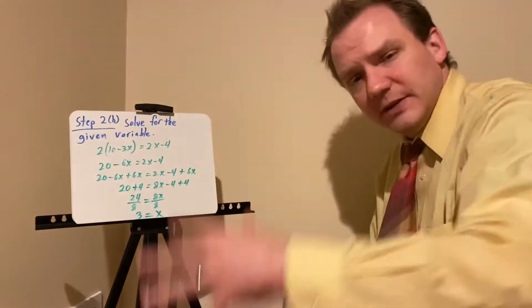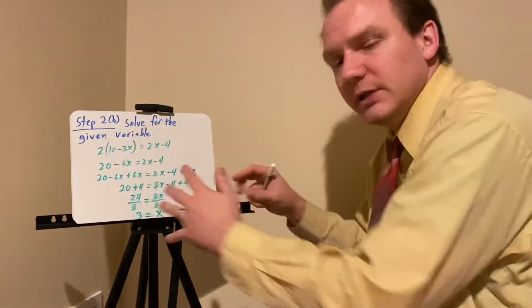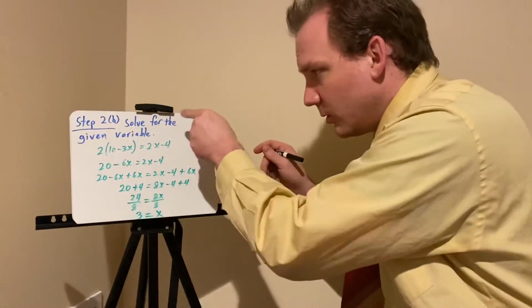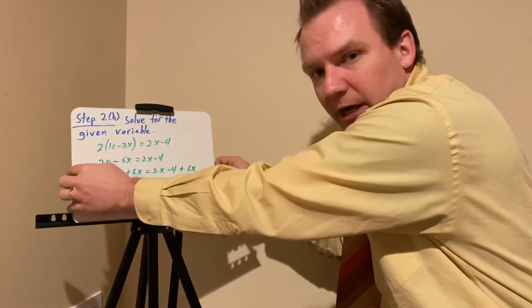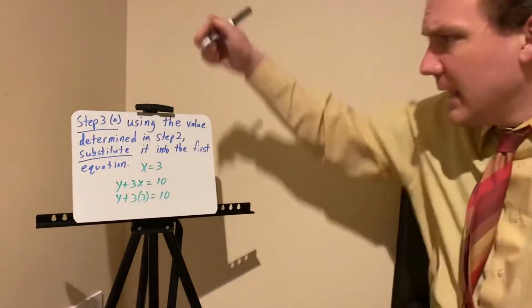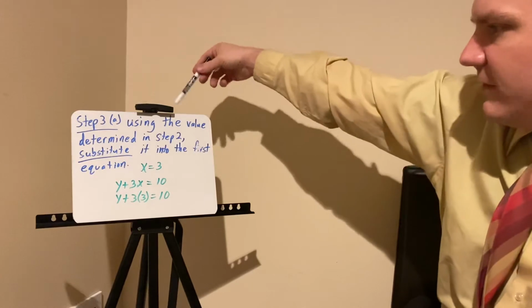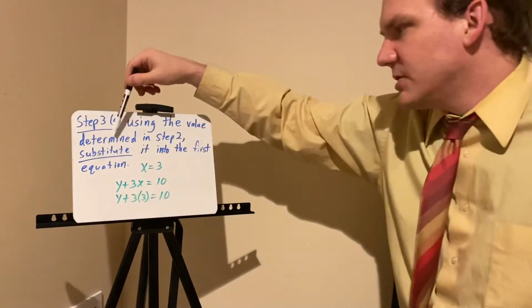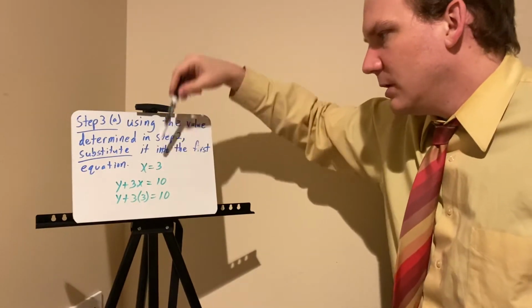If you're confused about this, pause the video and take a look at it. But really, the algebraic steps are not the focus. We're looking at how I solve for the variable. I now have x equals 3. I'm halfway done. And next is using the value of x equals 3 determined in step 2.